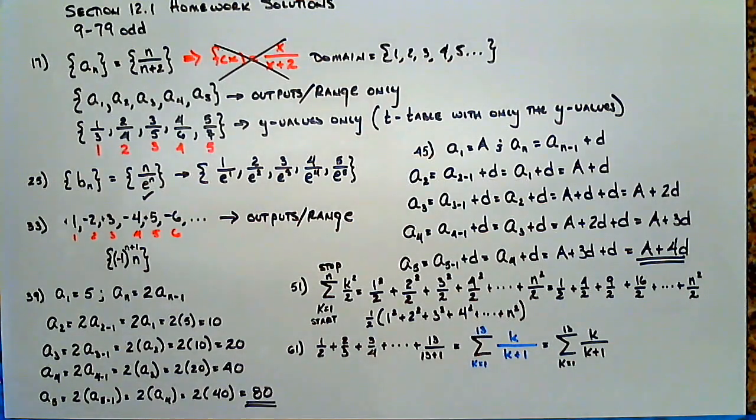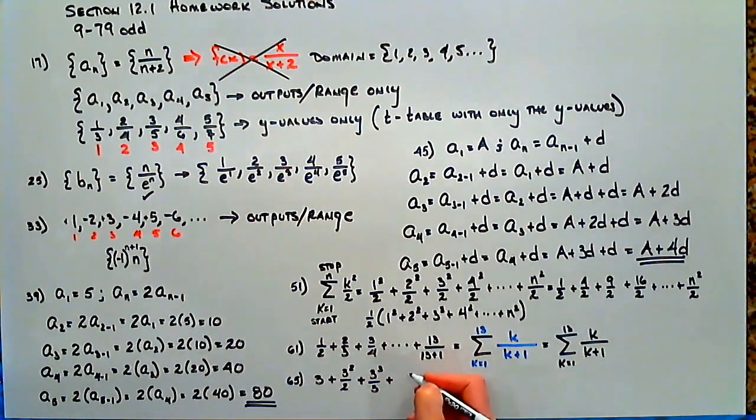Let's try a problem like, we'll do something like 65, right? What do we got here? We got 3. Now that's just 3, right? And then we got 3 squared over 2. And then we have 3 cubed over 3. And then we go all the way to 3 to the n over n.